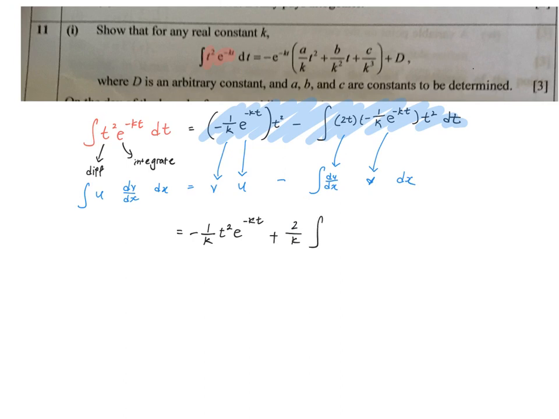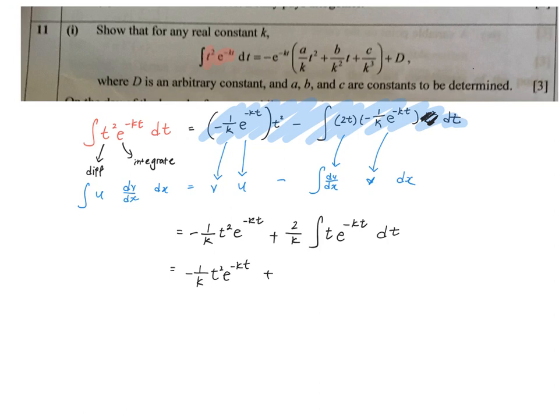Integral of t, over, this is t cubed basically. There's no t squared, I made a mistake. Please ignore this. So this is t and e to the power minus kt dt. And one more time I'm going to apply integration by parts again.